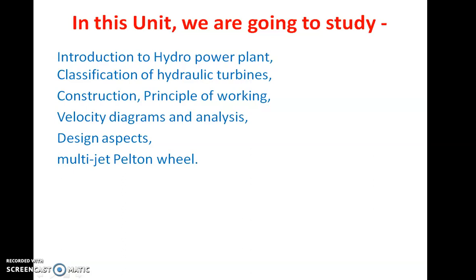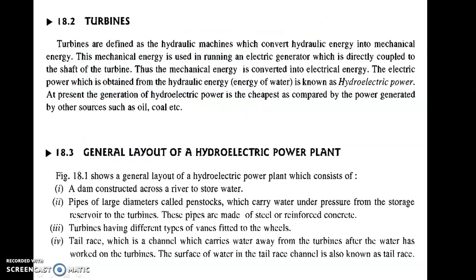So let us see the definition of the turbine. Turbines are defined as the hydraulic machines, as we know, which convert hydraulic energy into mechanical energy. That we all know that in turbines the water energy or hydraulic energy is converted into mechanical energy, that is the rotation of the shaft, and this mechanical energy is used in running an electric generator which is directly coupled to the shaft of the turbine. Thus the mechanical energy is converted into electrical energy.